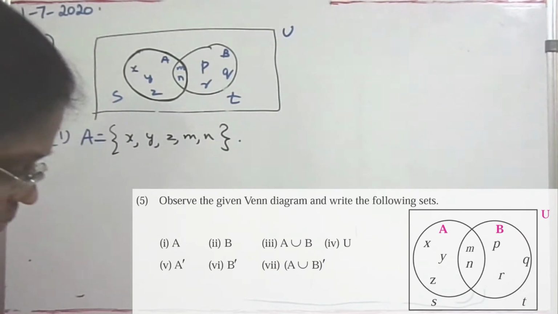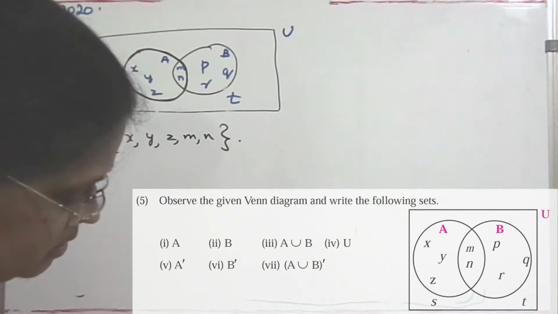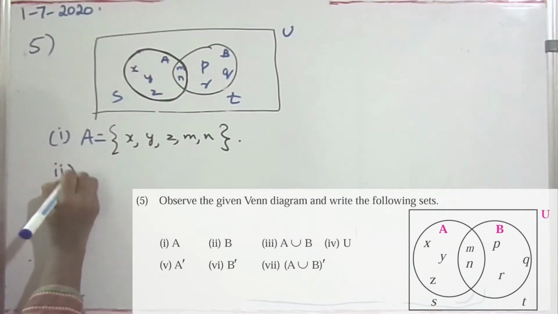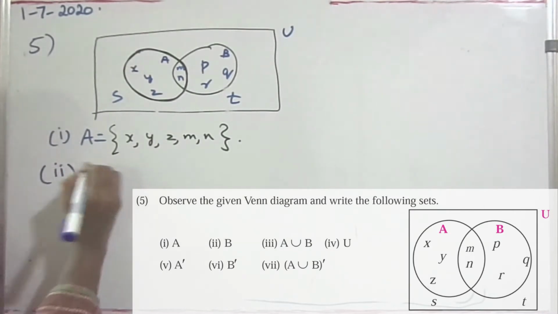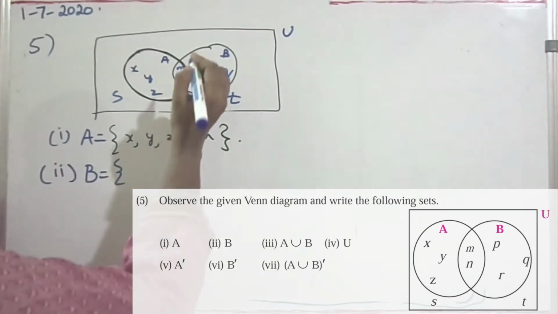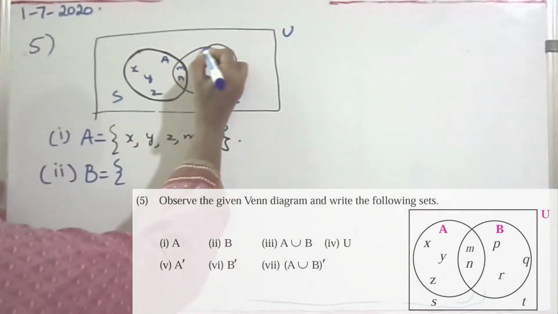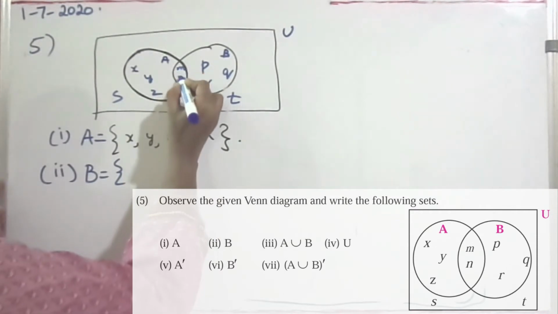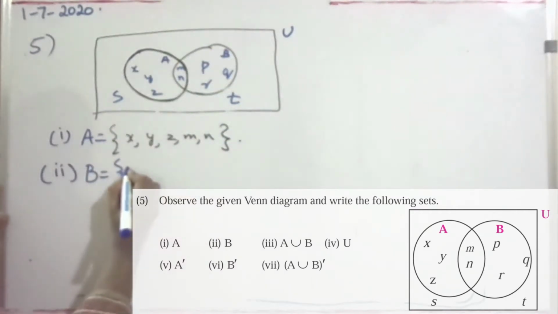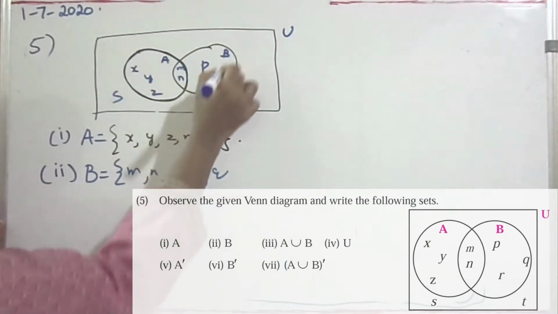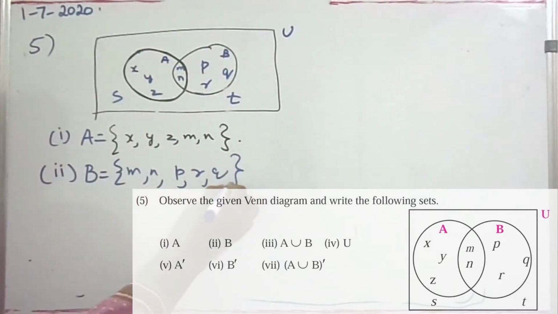Next, B. Okay, now it is easy for you. You can pick out what is B. Which is B? This circle. So which are the elements in B? M and N come in B also. M, N, P, R, Q. You can see in this circle whichever letters are there, I have written as elements of B.